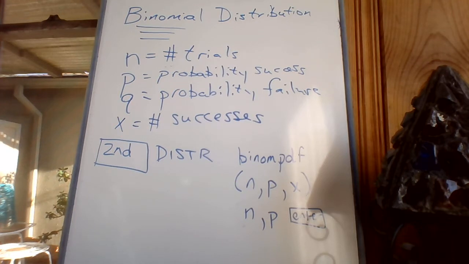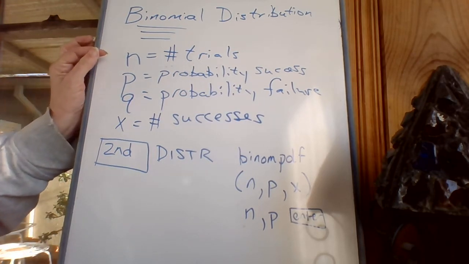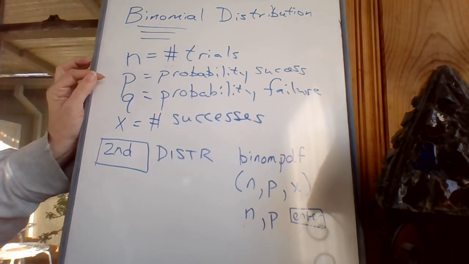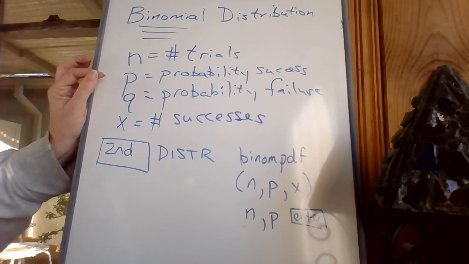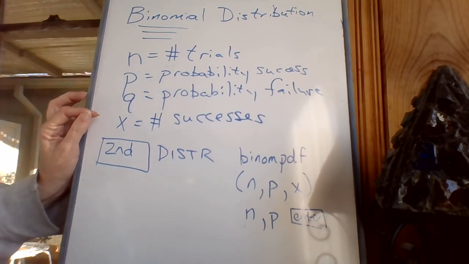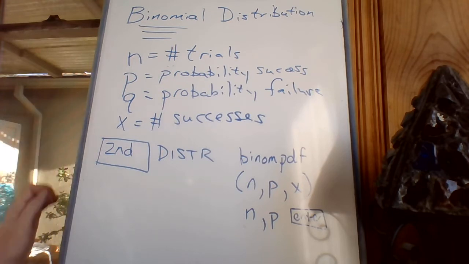Because they have to follow a certain pattern, my calculator already knows what that pattern is. If you say it's binomial, the pattern of that second column is already totally predetermined. What you do have to tell your calculator is how many times you tried, what was your probability of success, and how many successes did you have.